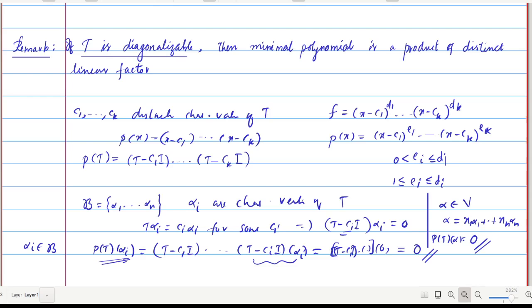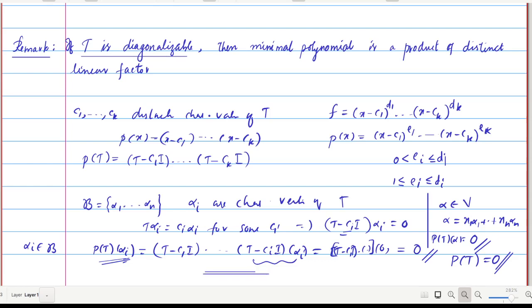So this shows that p of t is equal to 0. p of t is a 0 transformation, and we cannot expect any polynomial with a degree less than this, because this is the least possibility. So this shows that this is the minimal degree polynomial which annihilates t.